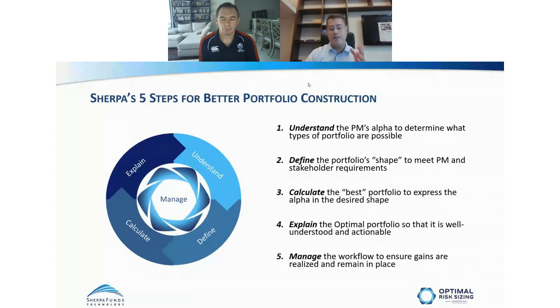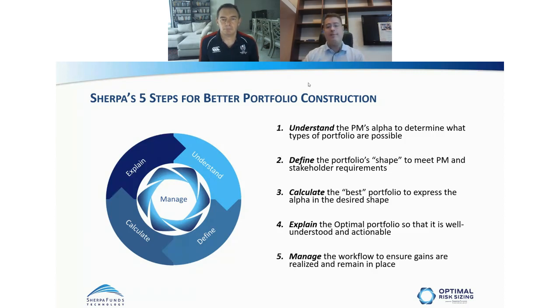And so explanation means, how does that best portfolio that you've generated in 3, how do you understand it? How do you dive down into the details? How do you take the information that you've generated in 3 and improve on that, or choose from the outputs, if you will, of the calculation, which ones you're going to implement?